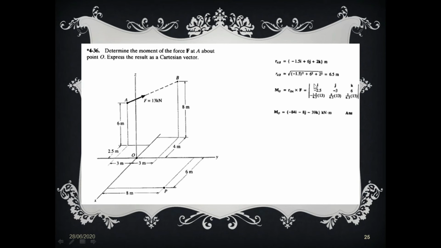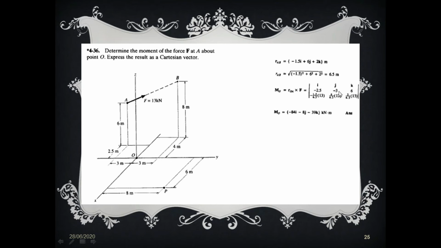So now we have done rAB, which is enough for converting the force of 13 kilonewton into Cartesian vector form, because these rAB components will be basically transformed into the force. If you look at it very carefully, the force is 13 kilonewton. Here it is 13 kilonewton. Its x component will be minus 1.5 divided by 6.5.